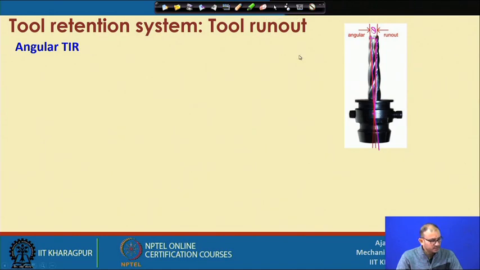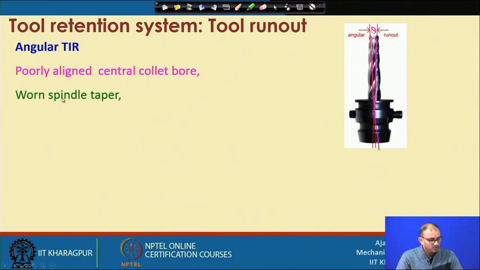So what are the reasons for this? A poorly aligned central collet bore. When you are making the system for this collet, it may create a problem, because if the collet is not exactly aligned with the spindle taper, and you are using some type of mechanical interface like ISO or BT, then because of friction there is wear of the taper, and the straightness and the eccentricity of that taper will be lost, and you will end up with angular runout.